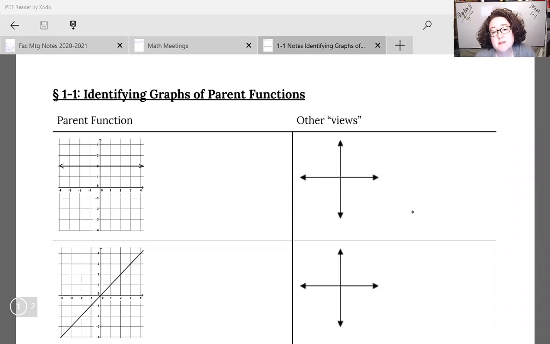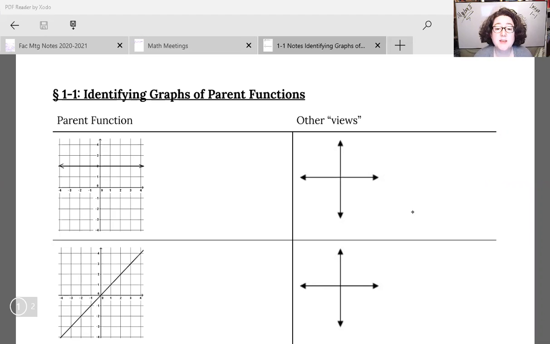In today's lesson, we're going to be introducing the parent functions that we're going to be working on throughout the course of Algebra 2. In this lesson, again, we're just going to look at what names we can associate with the different functions and the different pictures. So we're used to seeing those pictures and matching them up.